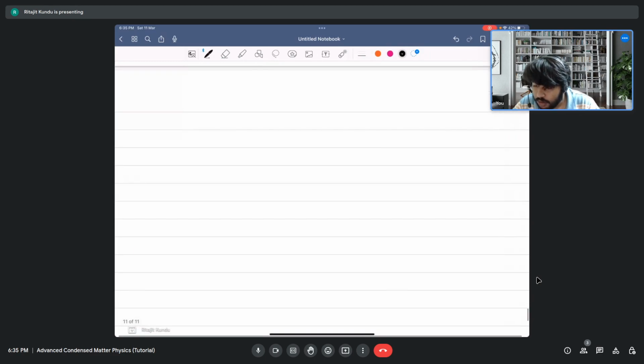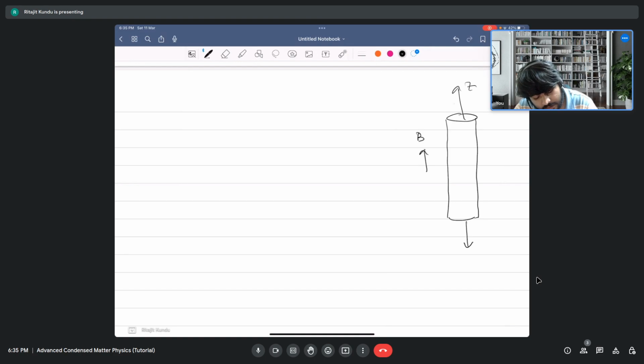Okay, so now I have an infinite cylinder. It is infinite in the z direction. I have an external magnetic field in this z direction. What I am asking is, again, do the same business: calculate the magnetic field and also calculate the current density. That is all I am asking.